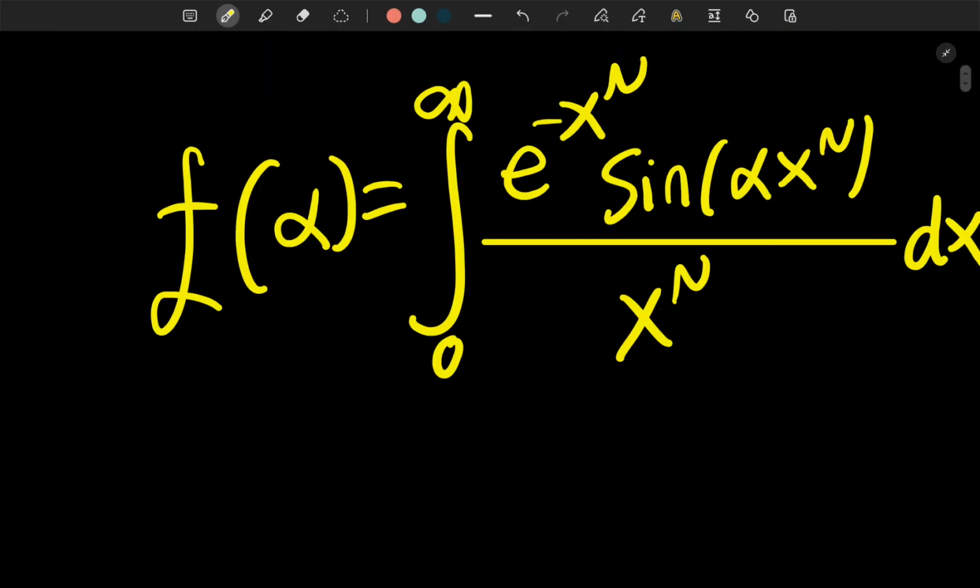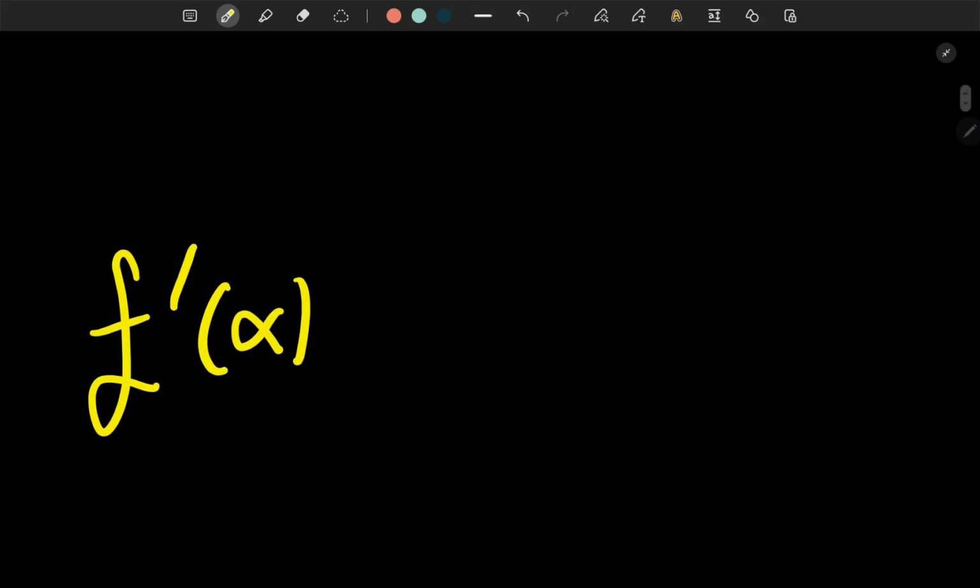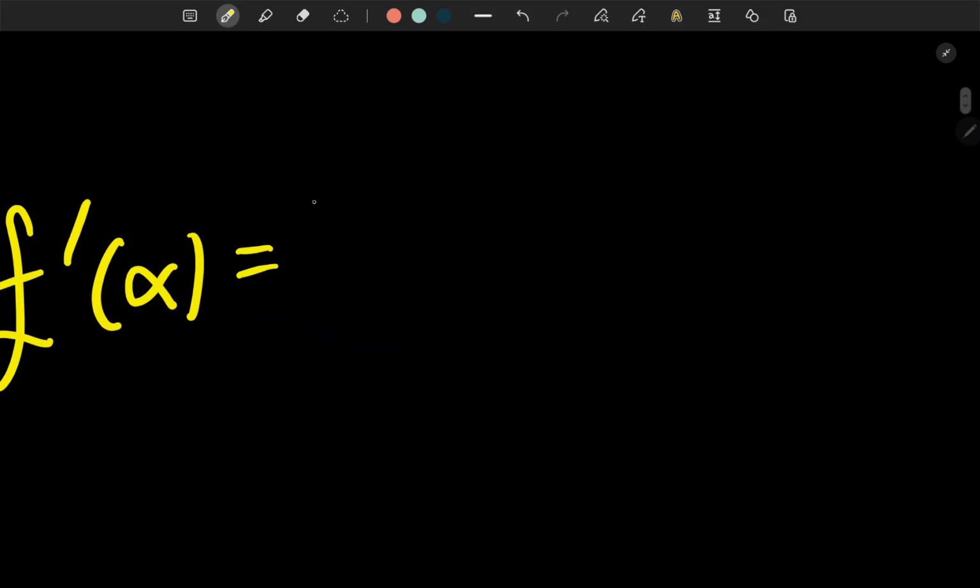Okay, so the whole point of Feynman's trick is to define a function and then differentiate the function, so f prime of alpha, and hopefully get an easier integral. That's the whole point of Feynman's trick. Sometimes it doesn't work, but sometimes it does, and in this case it will work.